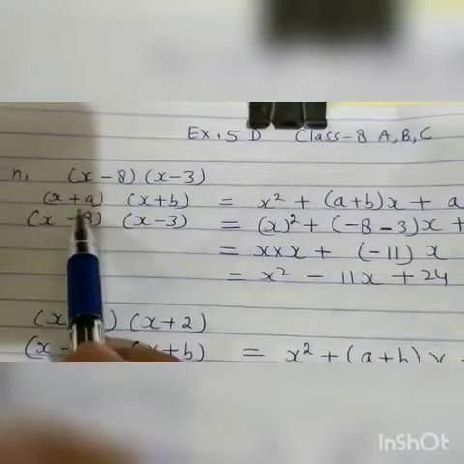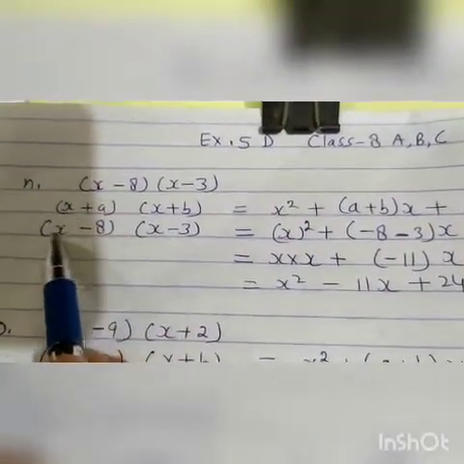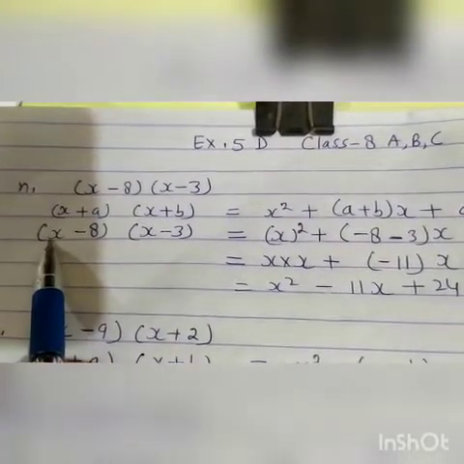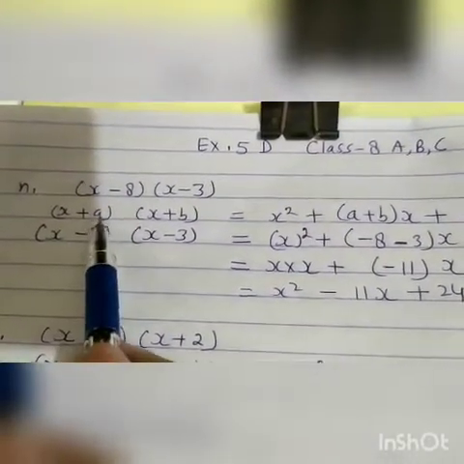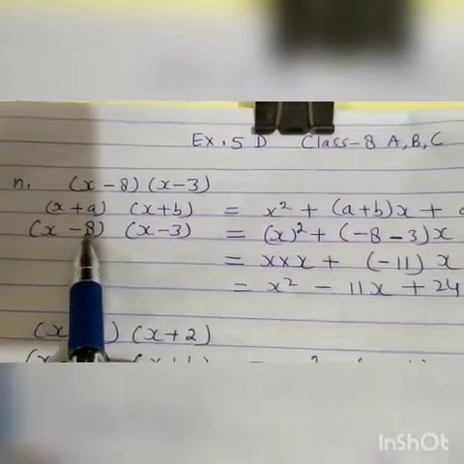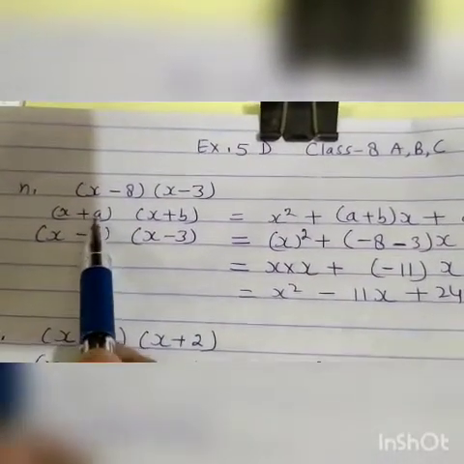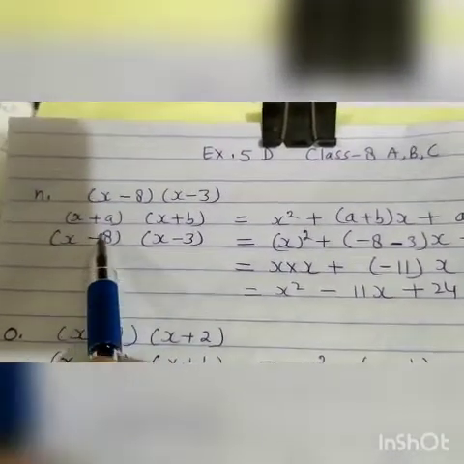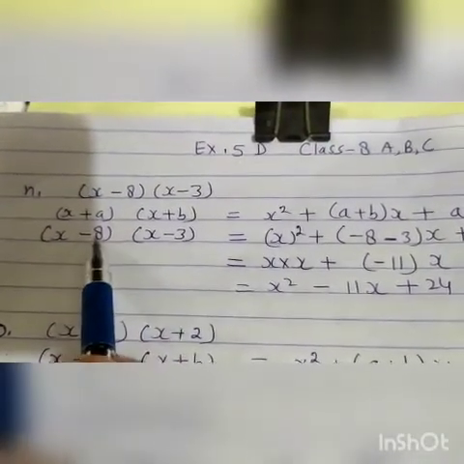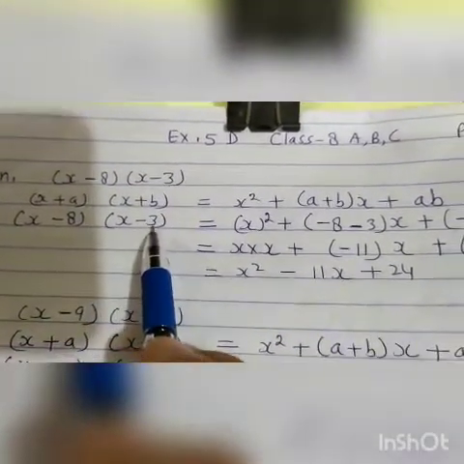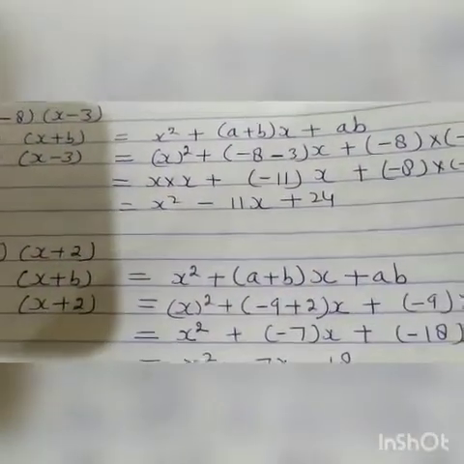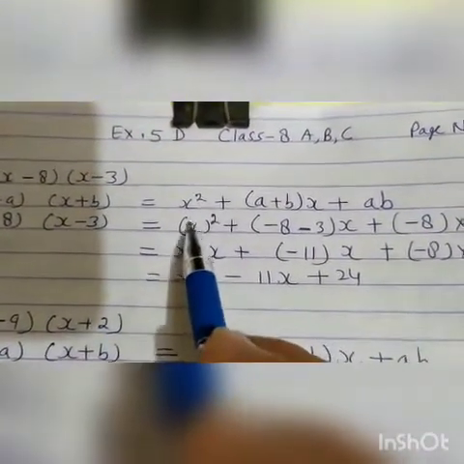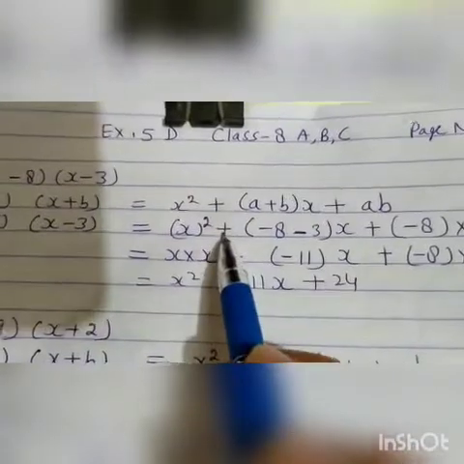Again, if we compare it with the identity, x equals x, which means the first term is x in both the brackets. And what is the value of a now? It is minus 8, not plus 8. If it is plus 8, then the value of a is 8. But if it is minus 8, then a is equal to minus 8 and b is equal to minus 3.